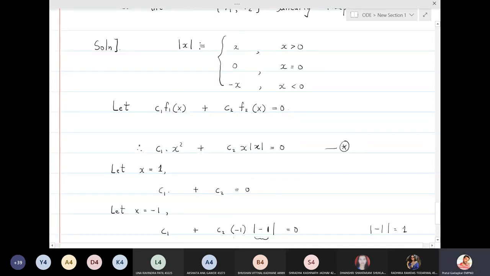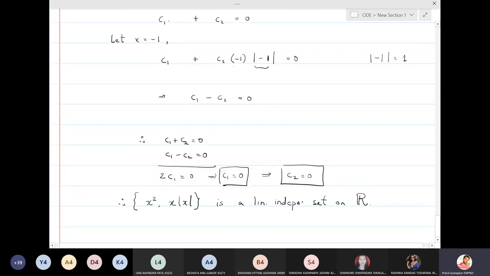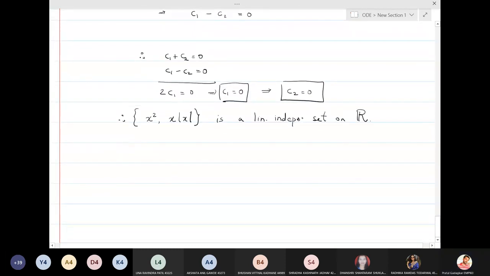Okay, so we have taken the example of showing that x square and x mod x are both linearly independent functions. So we have proved that they are linearly independent. Now, always using this definition of linear independence and linear dependence with C1 F1 plus C2 F2, this becomes lengthy.